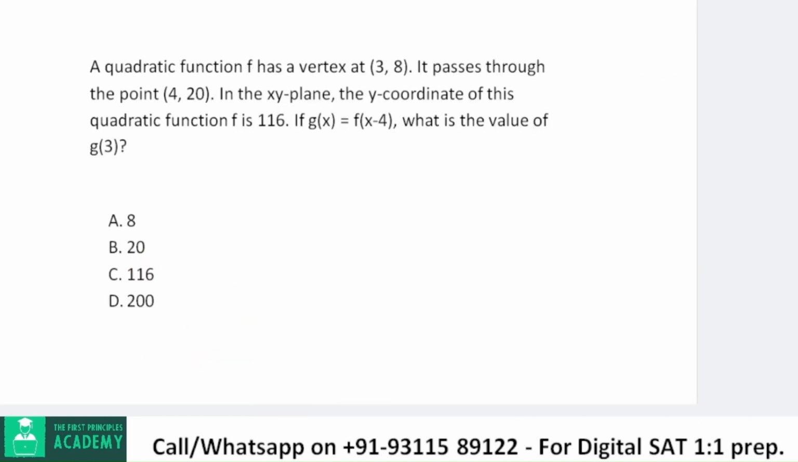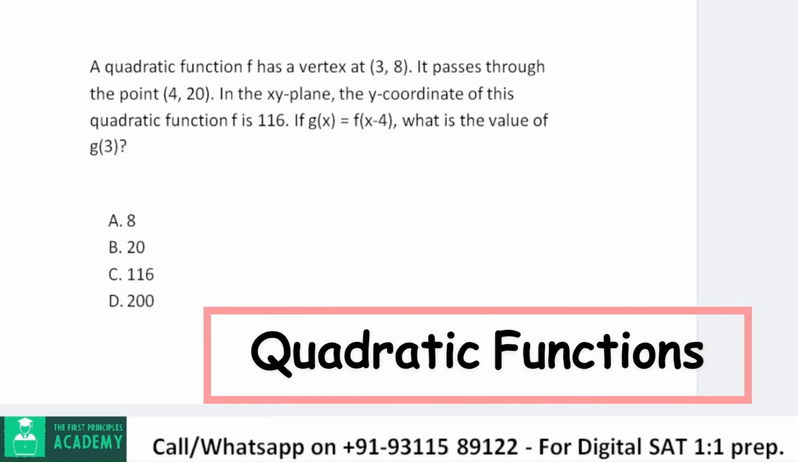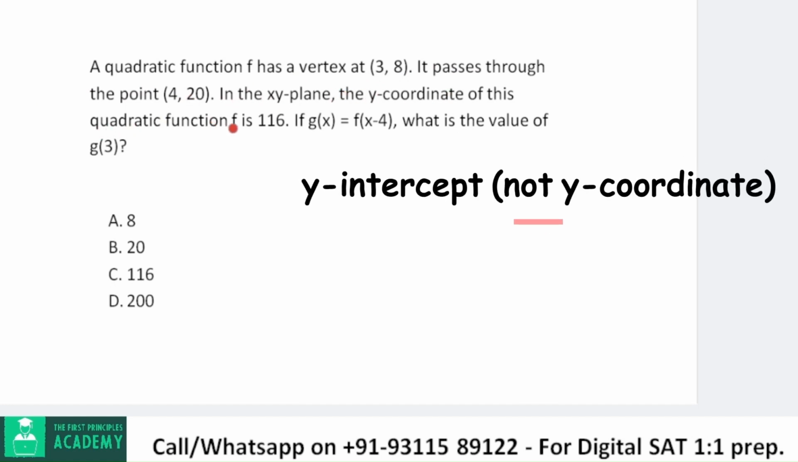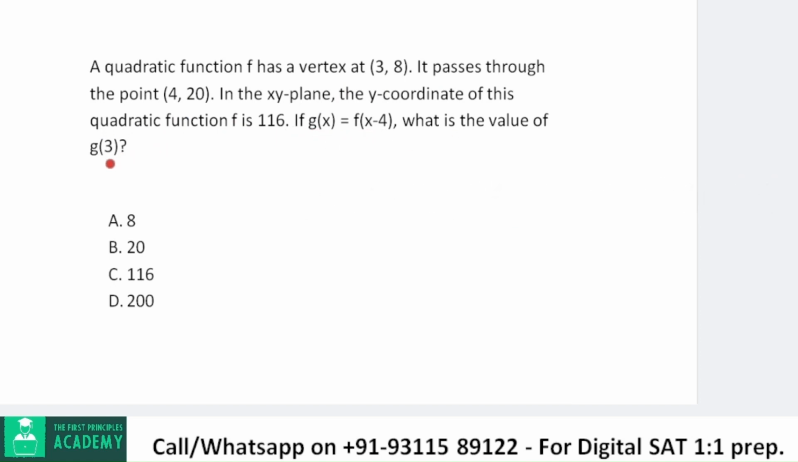The second problem we look at is a quadratic function. Now this is even more complex. It says a quadratic function f has a vertex at 3, 8. It passes through the point 4, 20. In the xy plane, the y coordinate of this quadratic function f is 116. If g of x is equal to f of x minus 4, what is the value of g3?